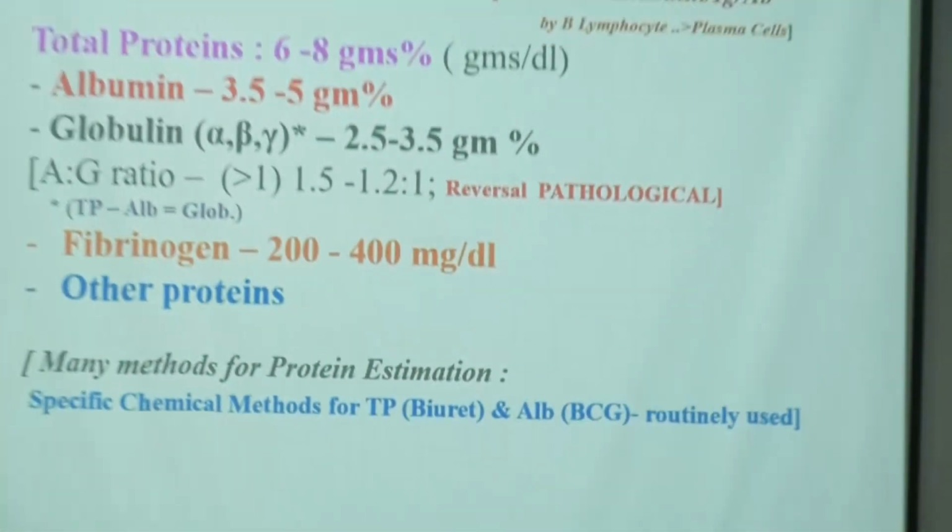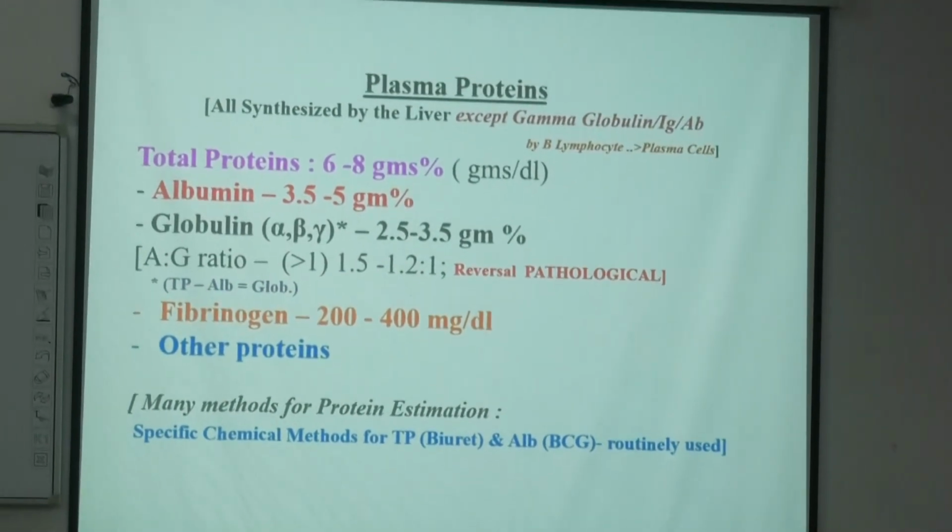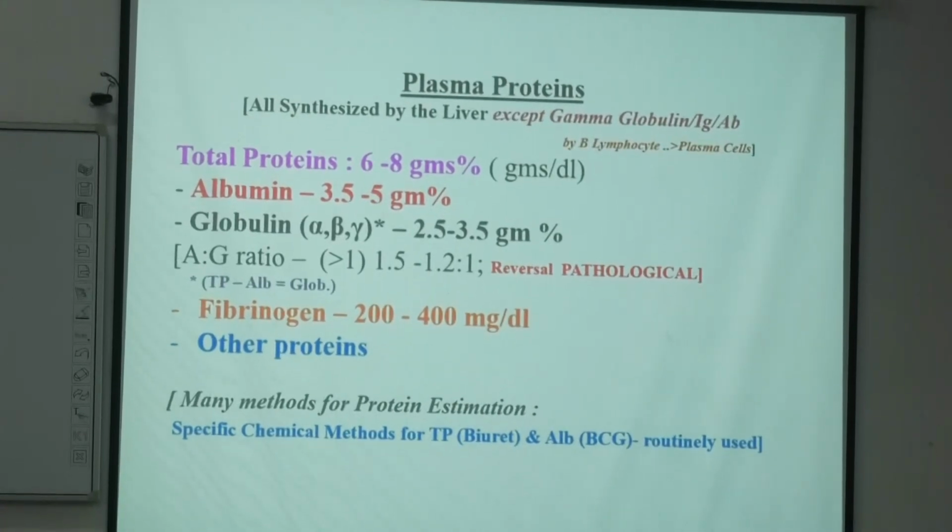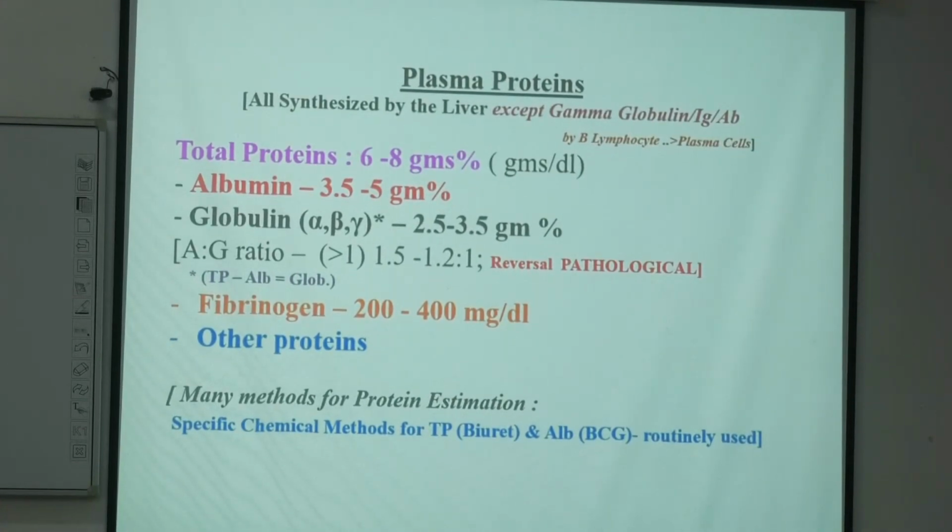So all plasma proteins are synthesized by the liver, remember. That you must remember, except gamma globulin. That is synthesized by the plasma cells, which are differentiated forms of B lymphocyte. That I will discuss tomorrow. So again I am repeating that the total protein is 6 to 8 gram percent, albumin 3.5 to 5 gram. You must be able to tell this figure.